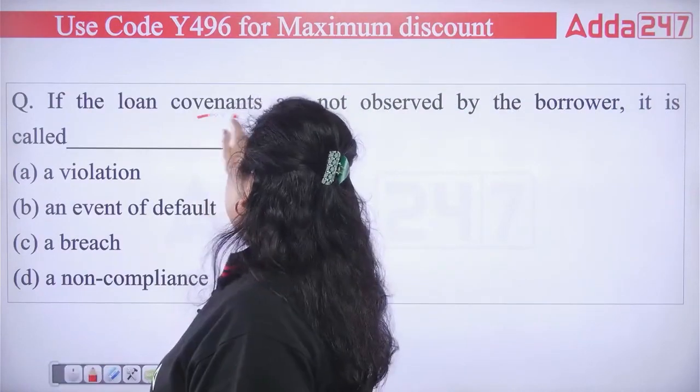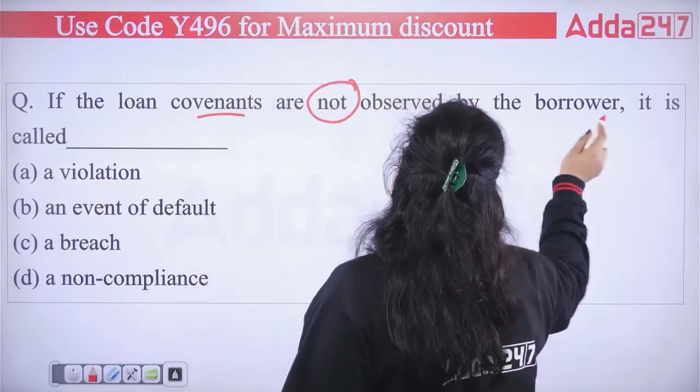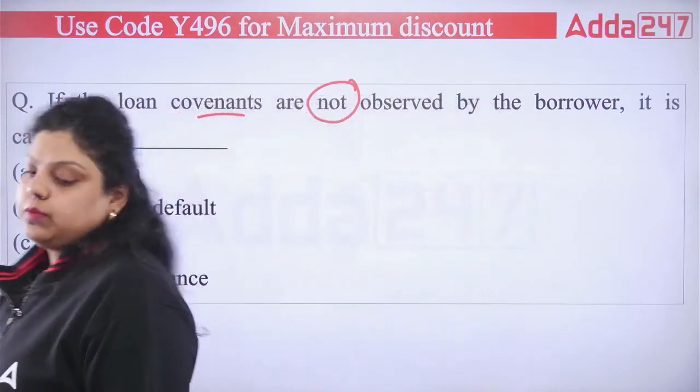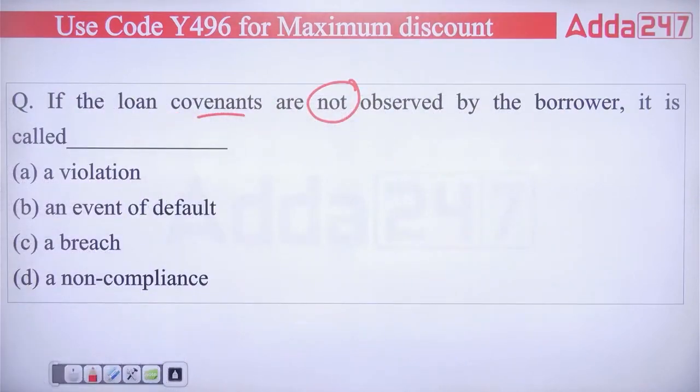Now, the second question is asking about if the loan covenants are not observed by the borrower, it is called dash. So we are talking about if the loan covenants have not been observed by whom? By the borrower, the person who is taking the loan. He has not checked the covenants, then in this situation, this loan is called what? Let me know which of the following is correct.